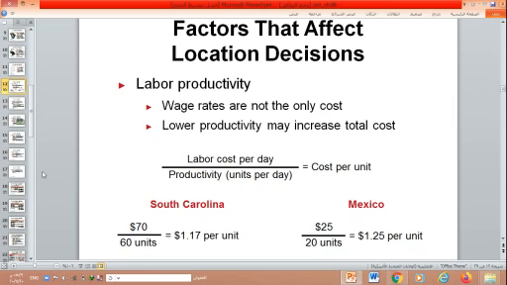If Otis Elevator pays $70 per day with 60 units produced per day in South Carolina, it will spend less on labor than a Mexican plant that pays $25 per day with a production of 20 units per day. So we have two regions: the first one is South Carolina and the next one is Mexico.